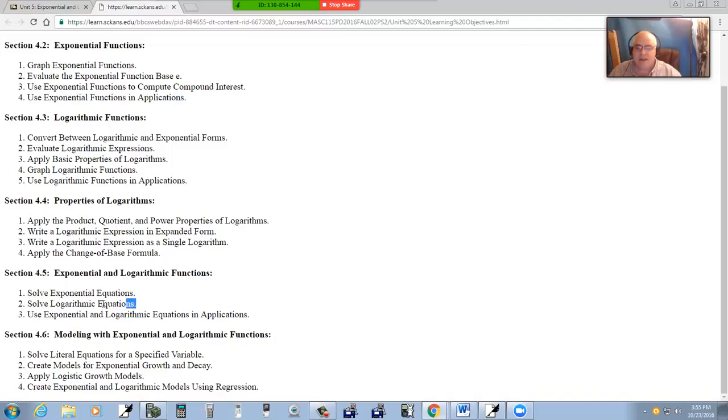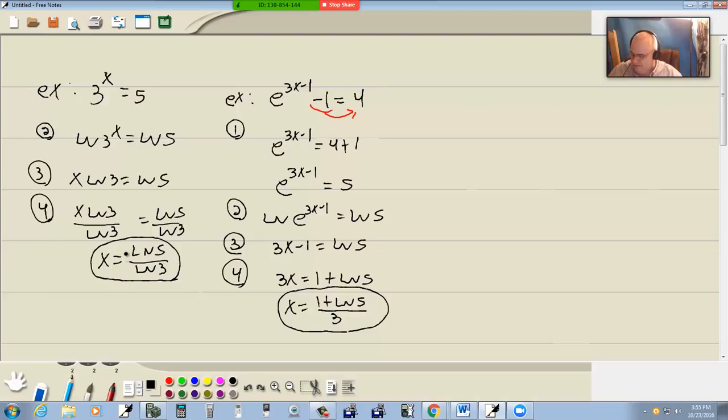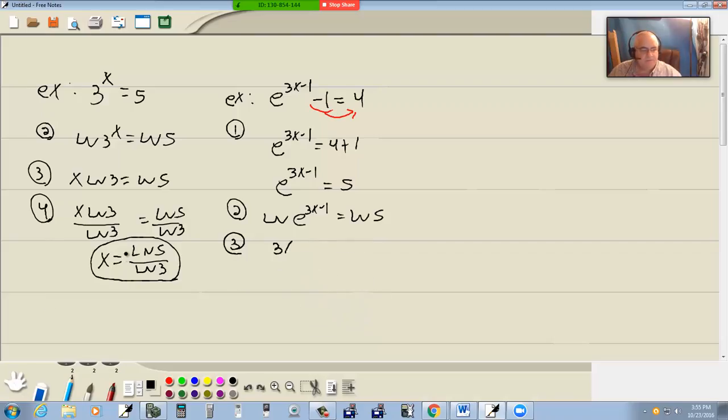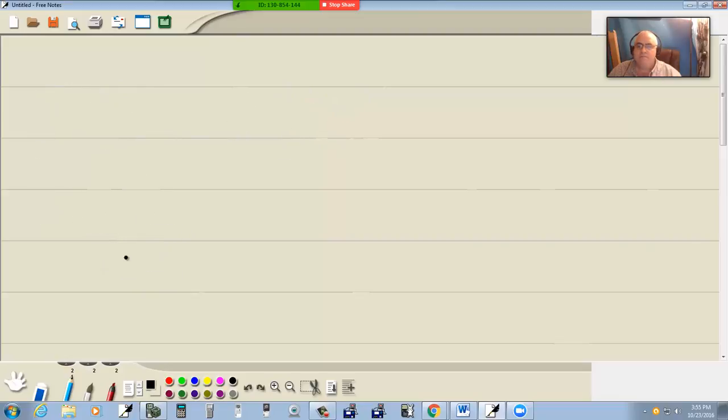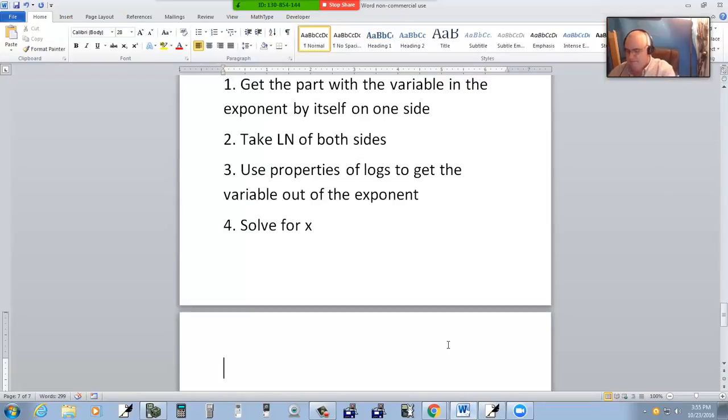Now let's take a look at log equations. Example of a log equation: if you have log base 3 of x minus 1 equals 2, this is what a log equation looks like. Now solving log equations.